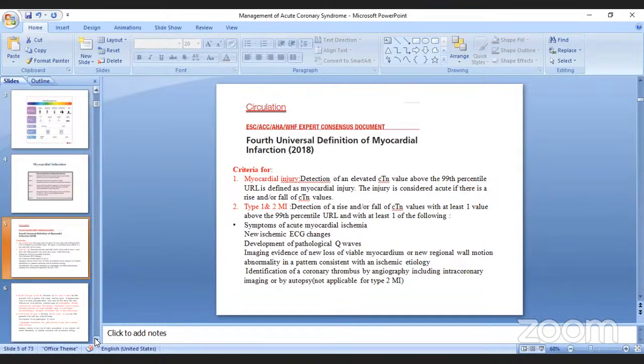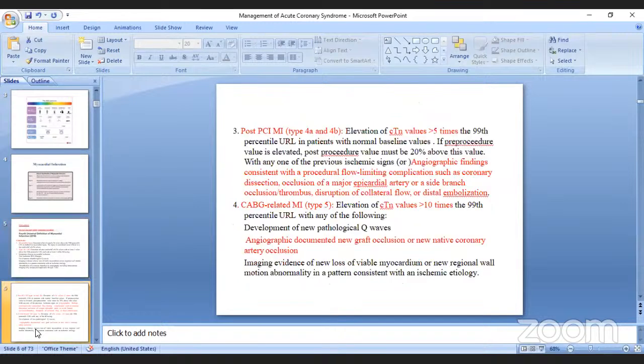For type 1 and type 2 MI, this detection of a rise or fall of the cardiac troponin value is required with at least one other of the following indications of ischemia: symptoms of acute ischemia, new ischemic ECG changes, development of pathological Q waves, imaging evidence of new loss of viable myocardium, or identification of a coronary thrombus by angiography. However, the last point will not apply for type 2 MI.